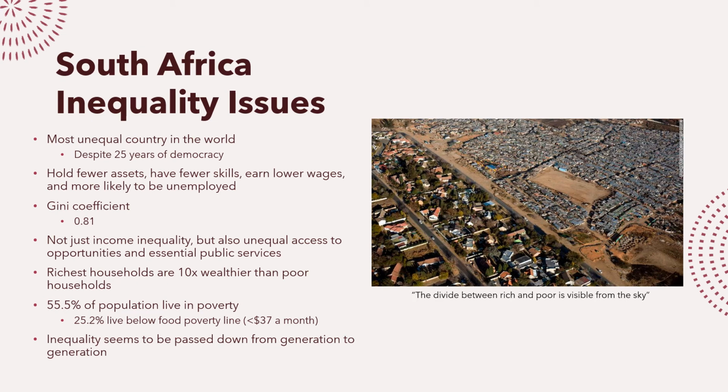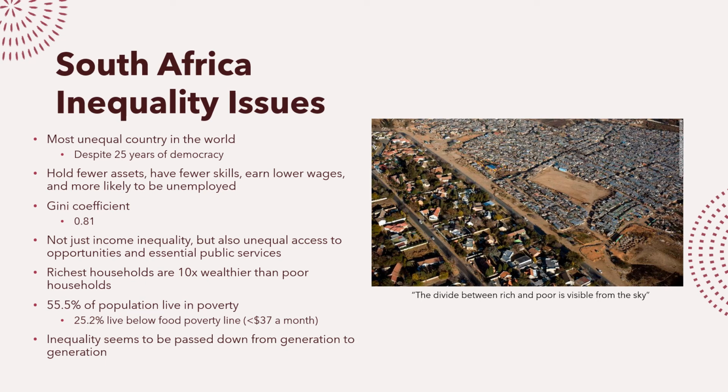South Africa is the last country I'm going to be talking about. South Africa, as many people know, is the most unequal country in the world, despite 25 years of democracy. The people of South Africa hold fewer assets, have fewer skills, earn lower wages, and are more likely to be unemployed. The Gini coefficient of South Africa is about 0.81, which is pretty high up on this scale. South Africa is not just suffering from income inequality, but also from unequal access to opportunities and essential public services. The richest households are 10 times wealthier than the poor households.